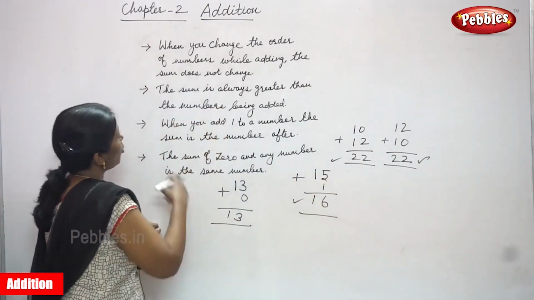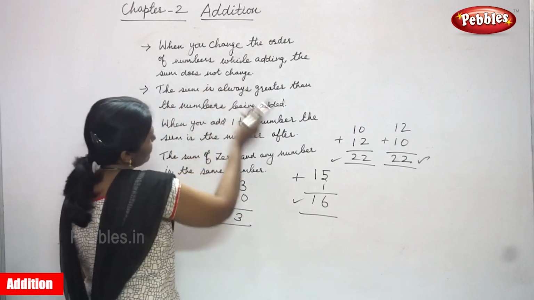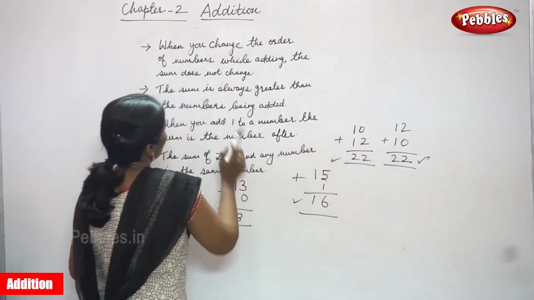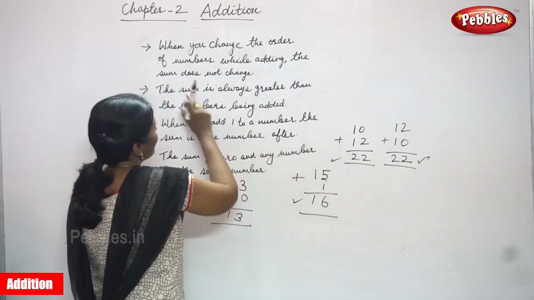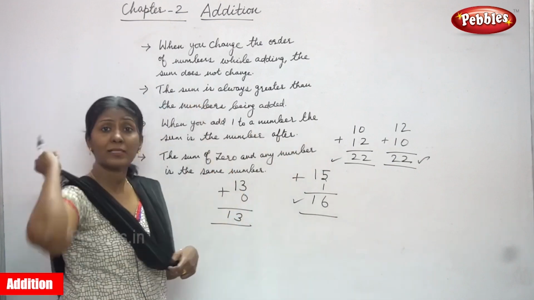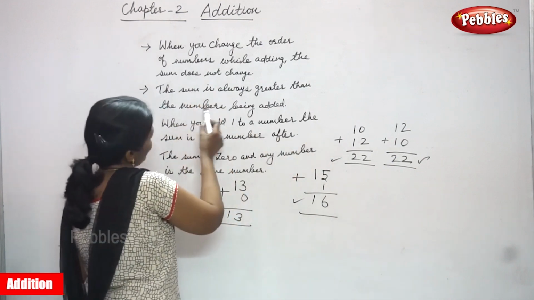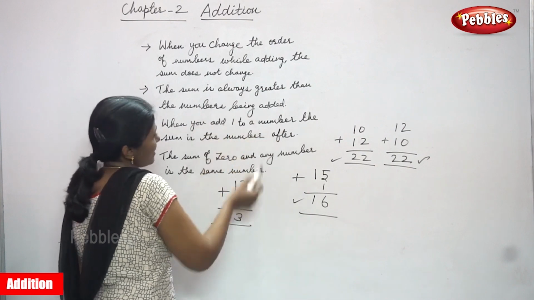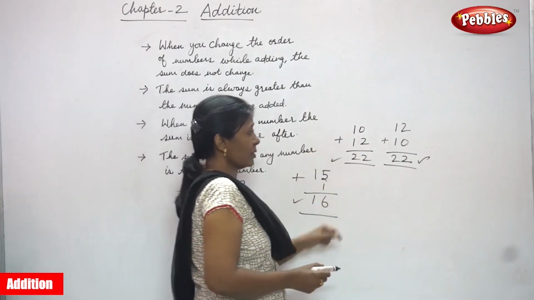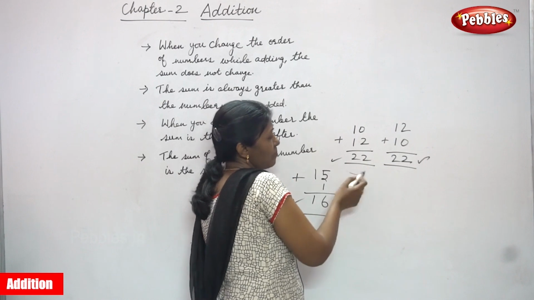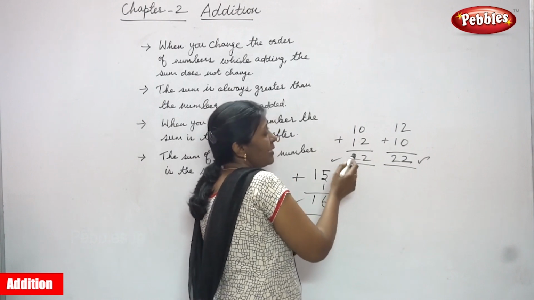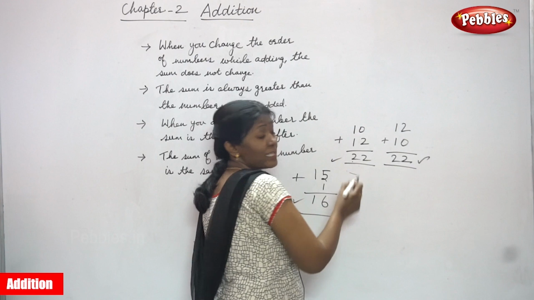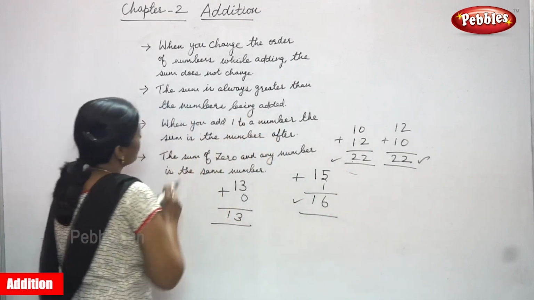So again, let's read all the rules. When you change the order of numbers while adding, the sum does not change. That means the total does not change. Next, the sum is always greater than the numbers being added. While you are adding the numbers, look at the total. This total is greater than these two numbers. That is the meaning of the second rule.